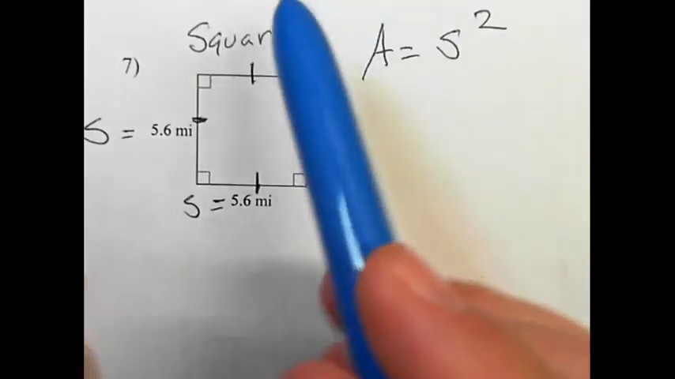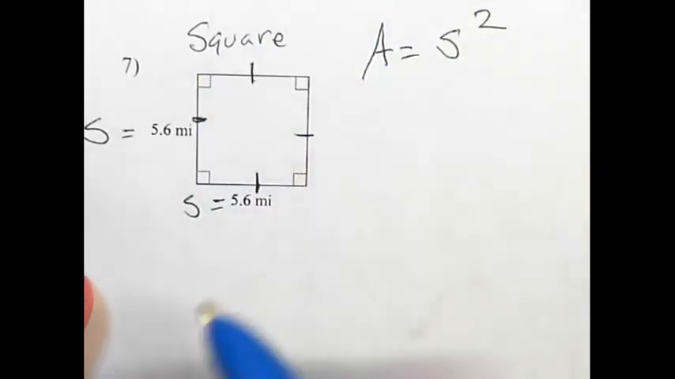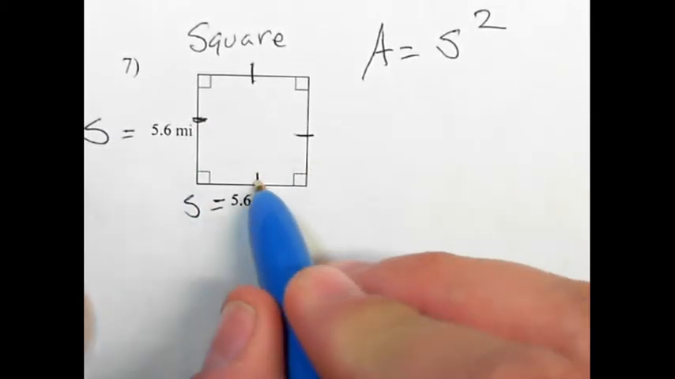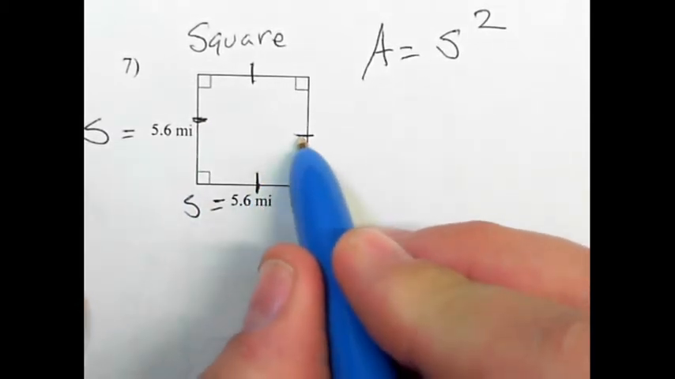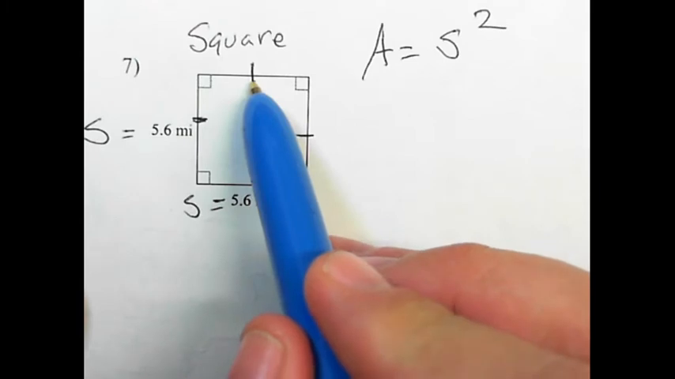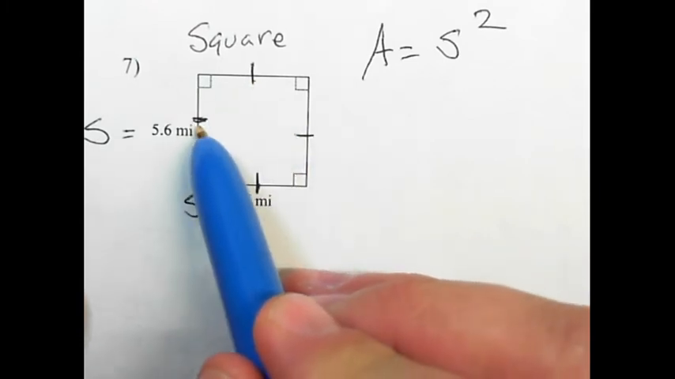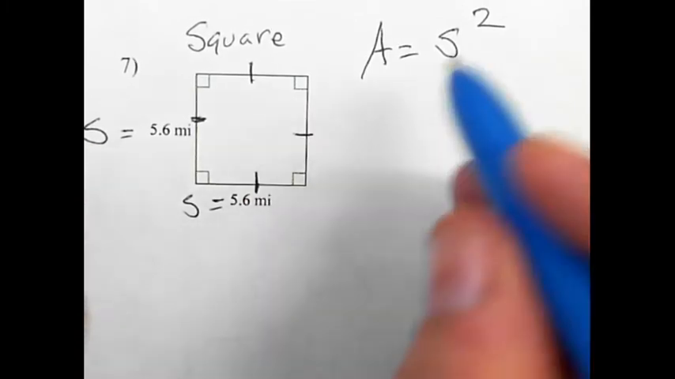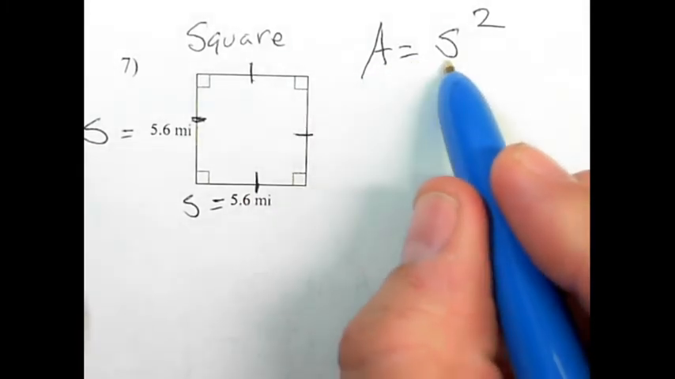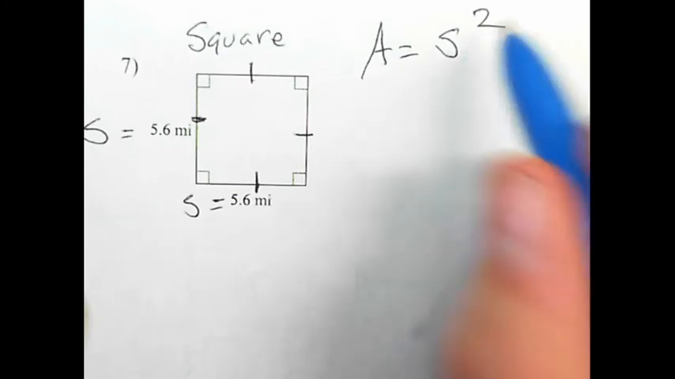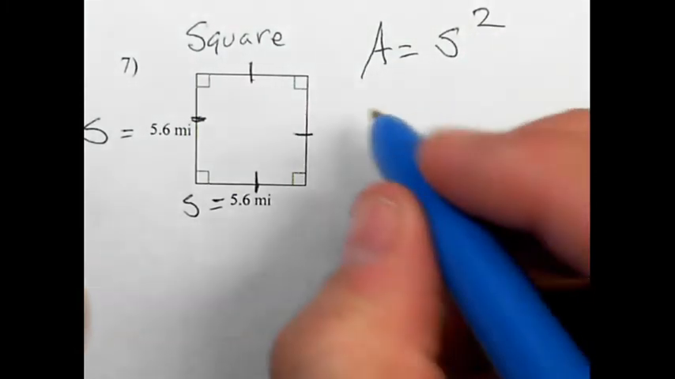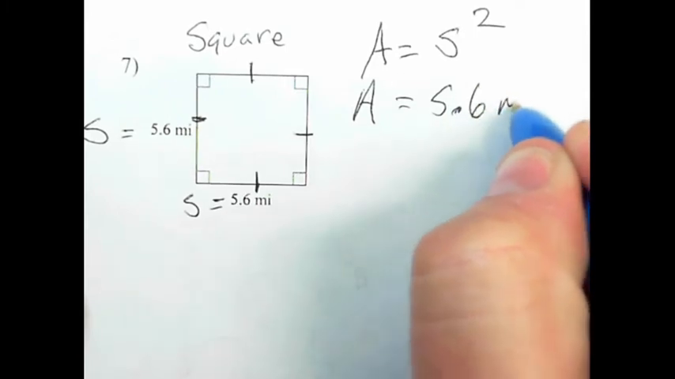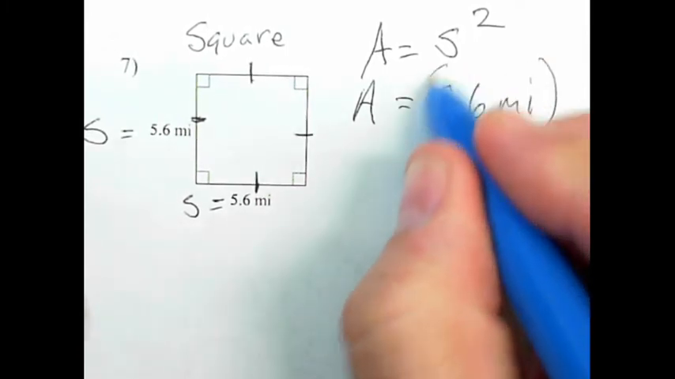Okay, here we're asked to find the area of a square. Now, a square is like a rectangle, except all the sides are congruent. So this is 5.6 miles, this is 5.6 miles, this is 5.6 miles, and this is 5.6 miles. Since they're all the same length, we use the formula: the area is equal to the side length, S, squared. So the side length then is 5.6 miles, and we square that.